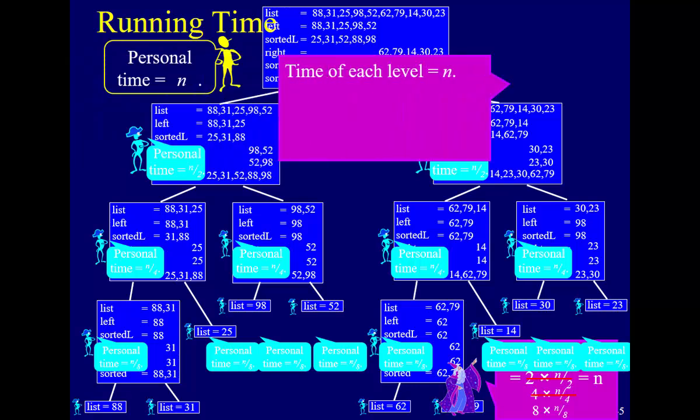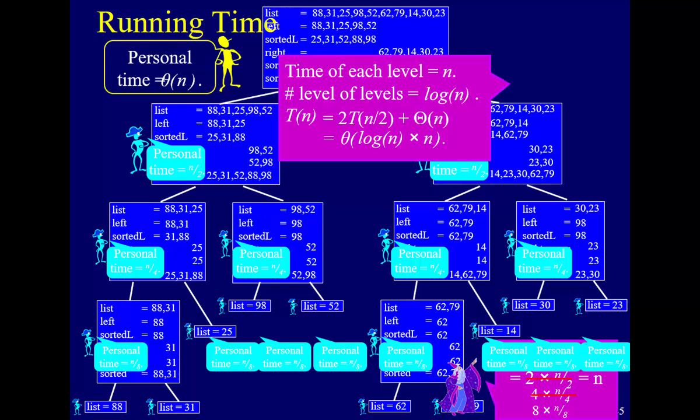Right? Each layer has time n. How many levels are there? There's log n layers, right, because we keep dividing by 2. Right? Number of layers is log n, so the total time is n log n. Right? And we ignored the big O at the beginning, so we put it back in. Everybody happy with that?